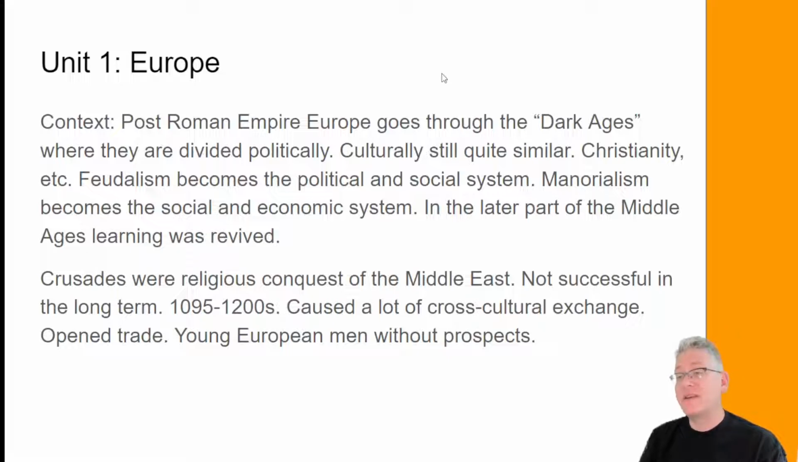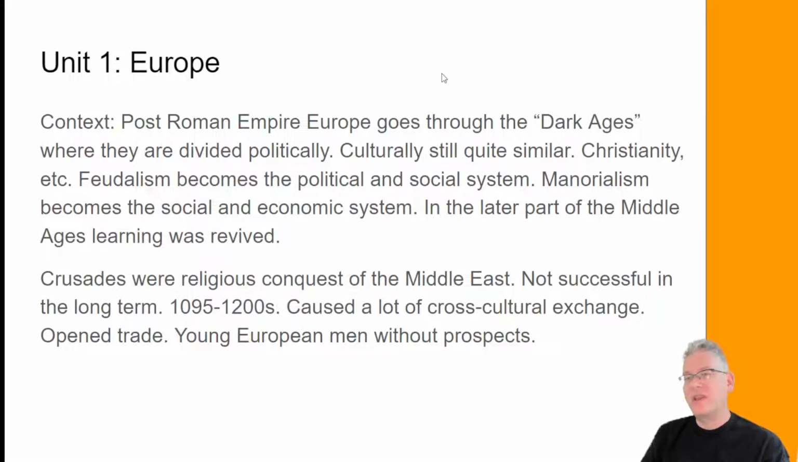Also, feudalism as a government and social system is going to become important. That is the whole idea of the king and then the lords and everybody down that way. Also, manorialism is going to become the social and economic system. That is the system whereby everything is produced essentially on a manor, and you live on a manor, and you are required to stay on that manor.